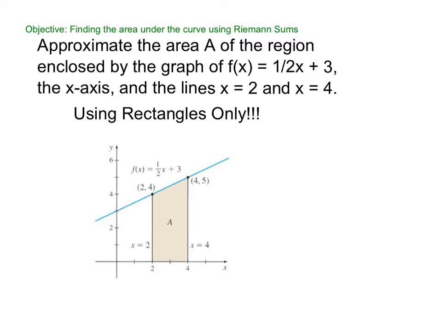Okay. Approximate the area A of the region enclosed by the graph f of x equals 1/2 x plus 3, the x-axis, and the lines x equals 2 and x equals 4. Now, students every single year are like, oh, well, let's just break it up into a rectangle and a triangle. Okay, that's not allowed. So the process that we're going to be doing here is we're going to be making an actual rectangle, right? Because this is an estimate, we're not finding the actual area, we're just estimating it. So I could have this area, or I can have this area, or we could have this rectangle where it's in between. So those are our 3 choices as of right now.